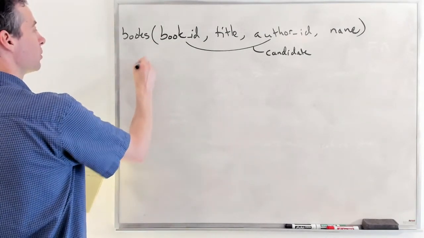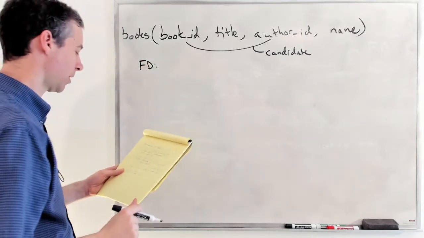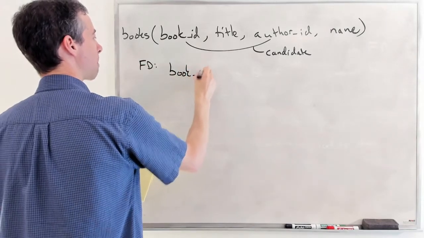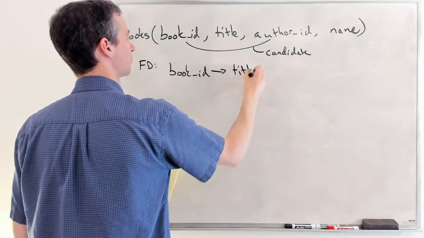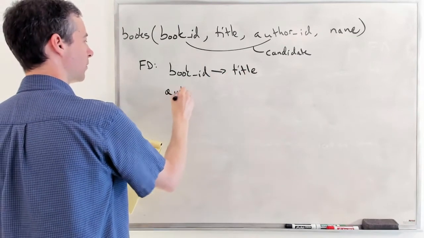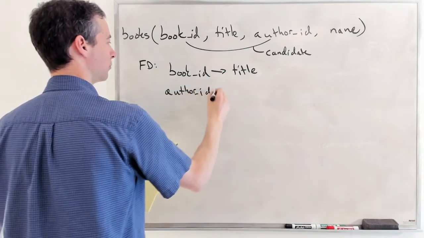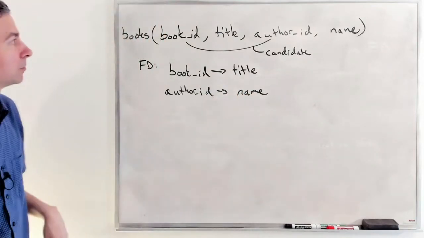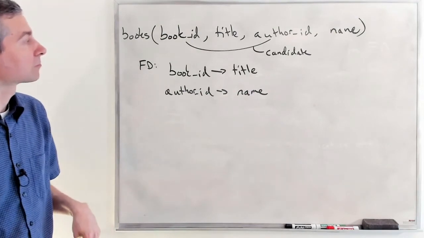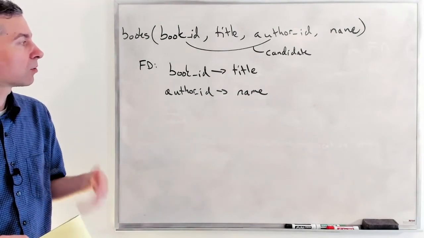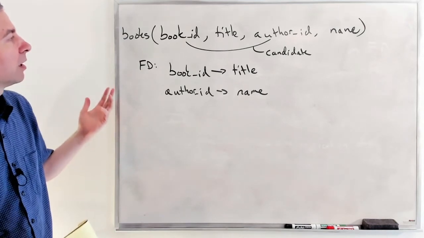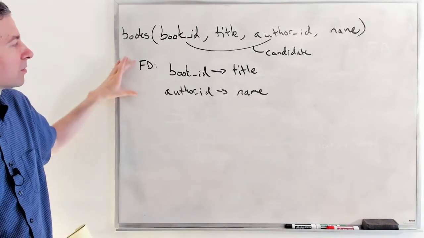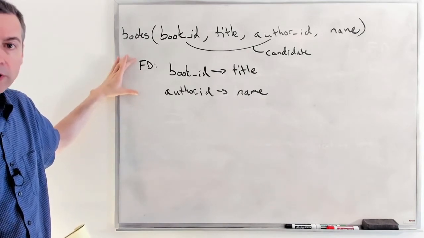What are our functional dependencies that we're going to be worried about here? Well, let's take a look. Everywhere where we have a book ID, that will tell us what the title is. Everywhere that we have an author ID, that will tell us the author's name. Okay. We could talk about others, but what we're concerned about is these would be in violation.